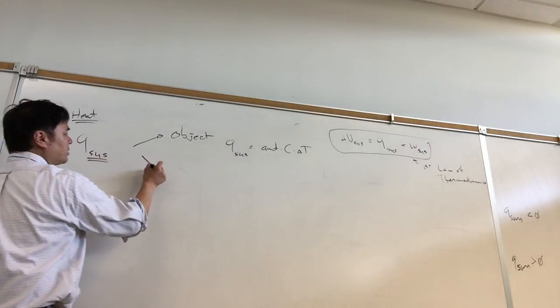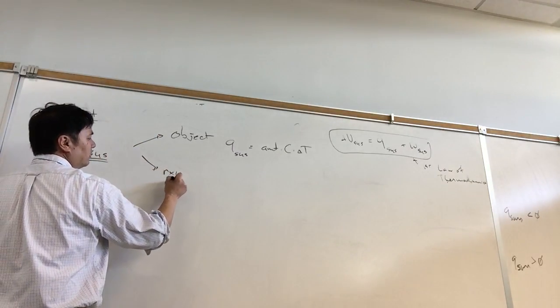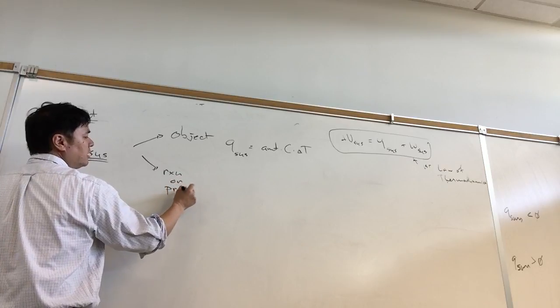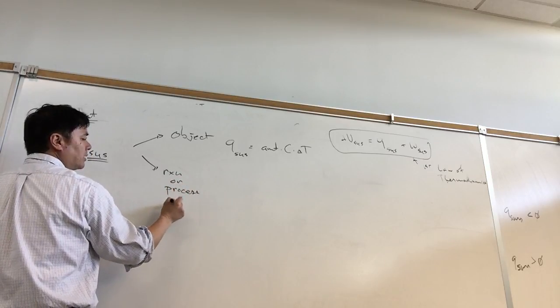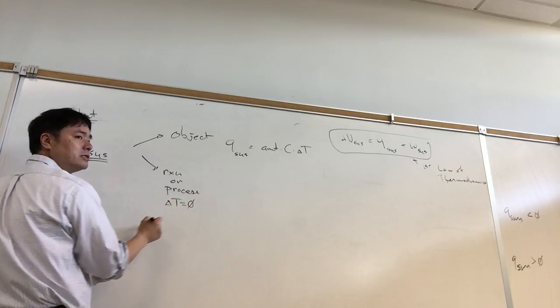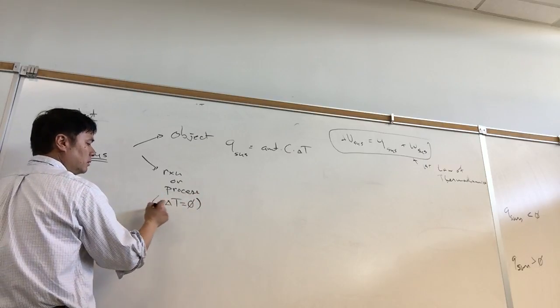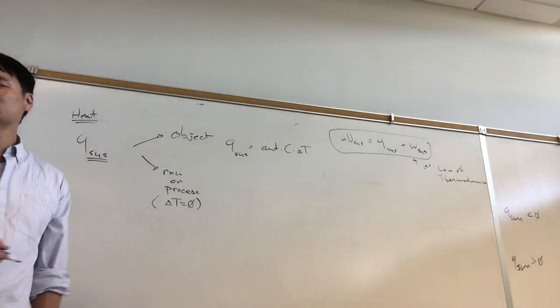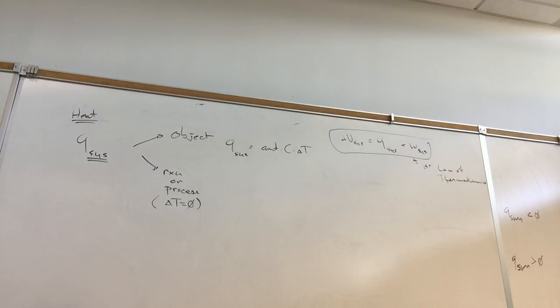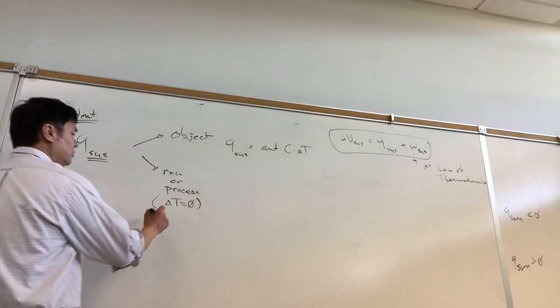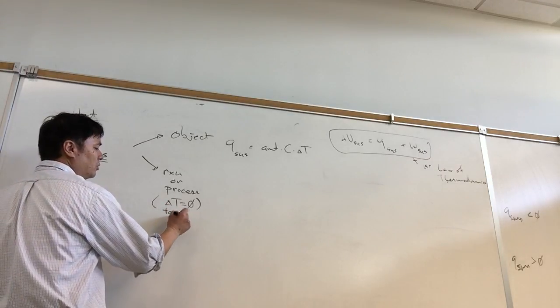If we're looking at a reaction or process, then we use a different equation because there's no delta T. For a reaction or process, delta T is equal to 0 to make our life easier. It doesn't have to be. I mean, we could have a temperature change, but if we have a temperature change, then we have to add two equations and make it a little bit more complicated. It's easy, but delta T equals 0 to make the equation easier.